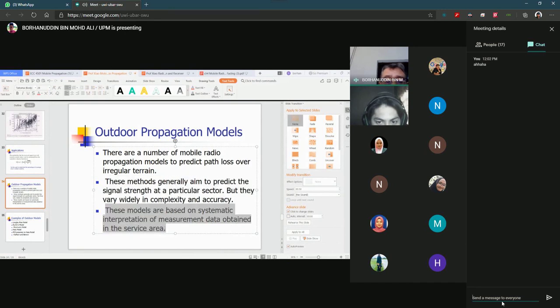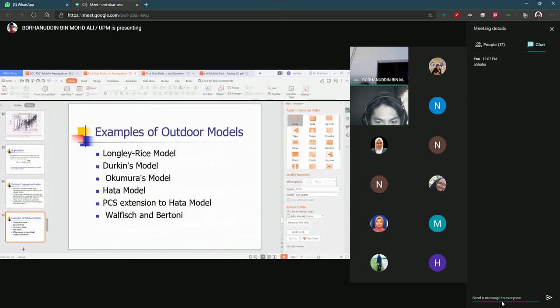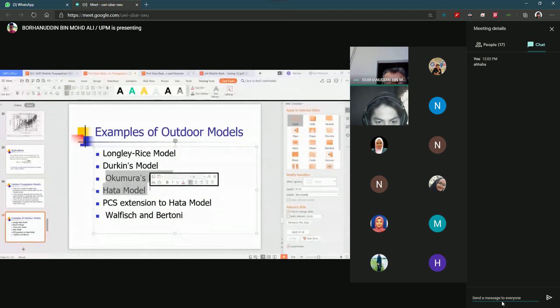These models are based on systematic interpretation of measurement data obtained in the service area. So many of them were done in, say, Japan. Yeah, so the Japan environment may be different from the rest. So they have correction factors. So these are the models. I think the more popular ones are the Okumura and Hata models. I'm not very particular about the others, but these are the two.